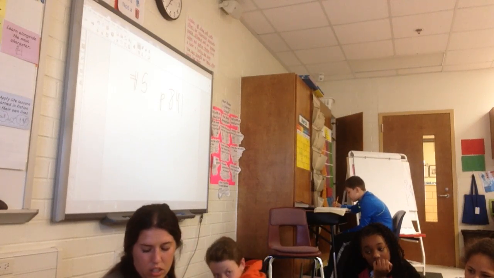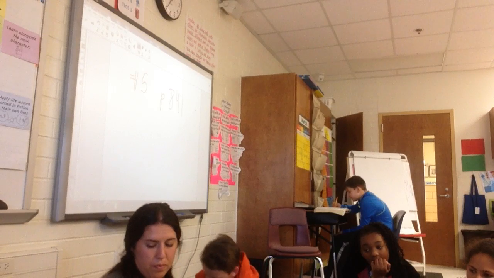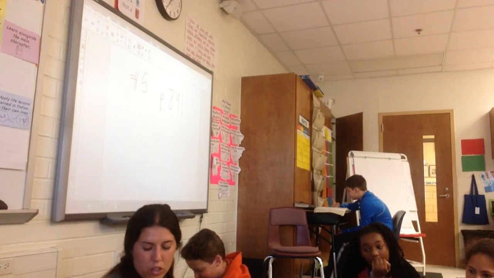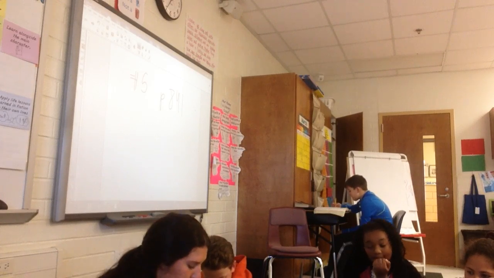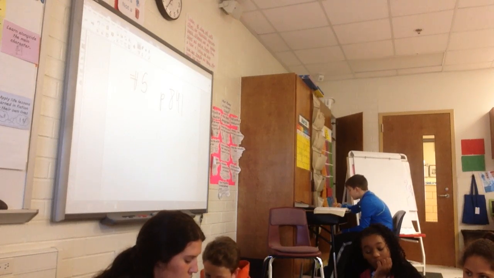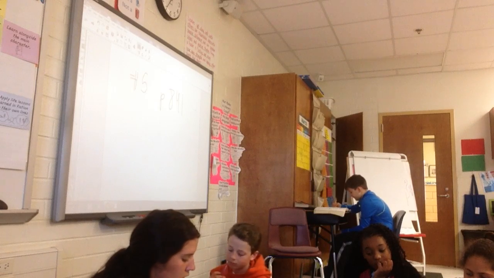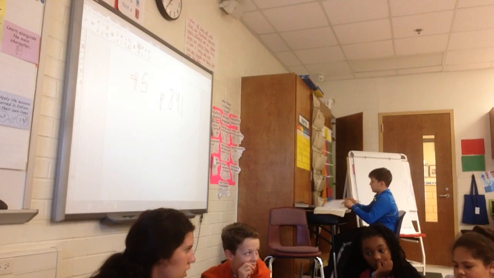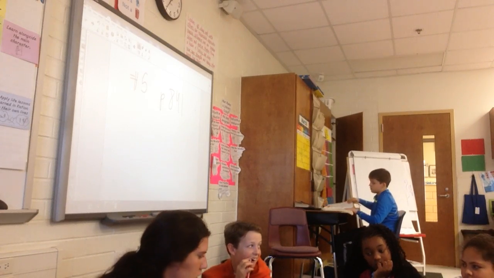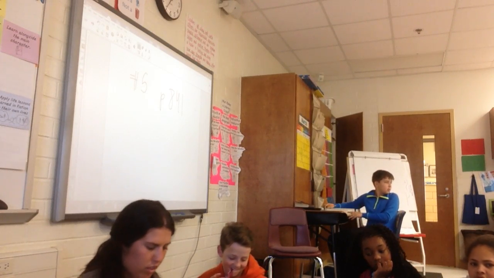2 pints equals 1 quart. 16 cups go into 4 quarts. 4 quarts equals 1 gallon. Okay? And then this is just telling you if it's larger to smaller, you multiply. Smaller to larger, you divide. Okay? So let's do a couple more together.